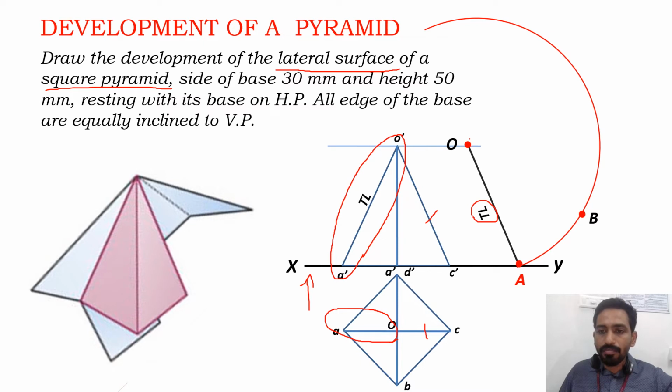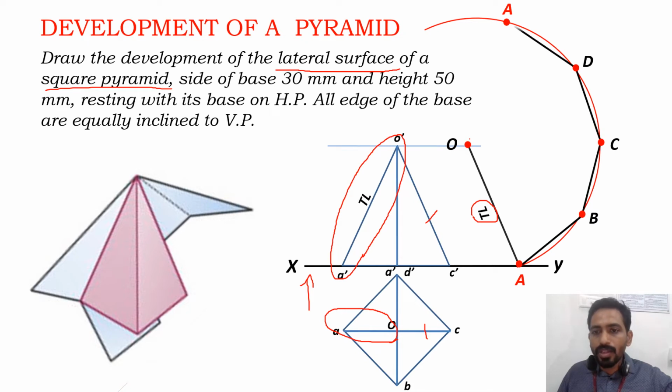So I'll mark B here, taking 30 mm in a compass, and from A I'll mark B on this arc. Similarly, I'll get C, D, and again A. The A should be there because when you start from A, it should end at A itself. So I'll join this to get the complete development.